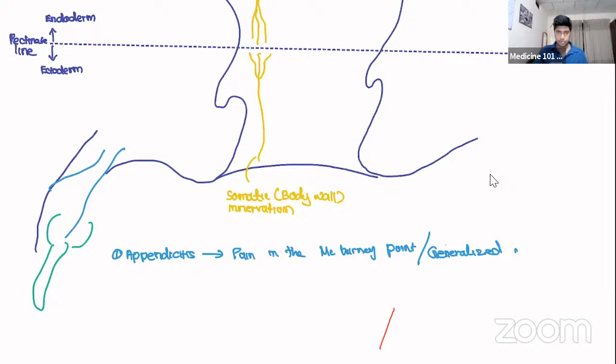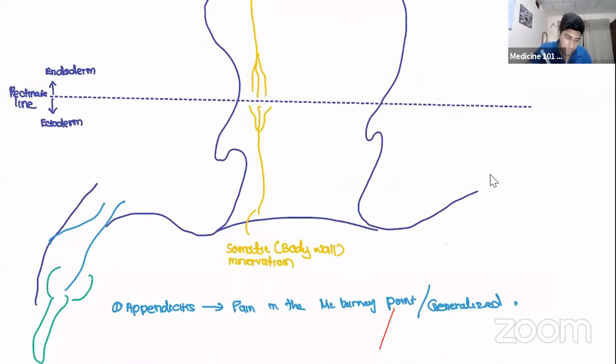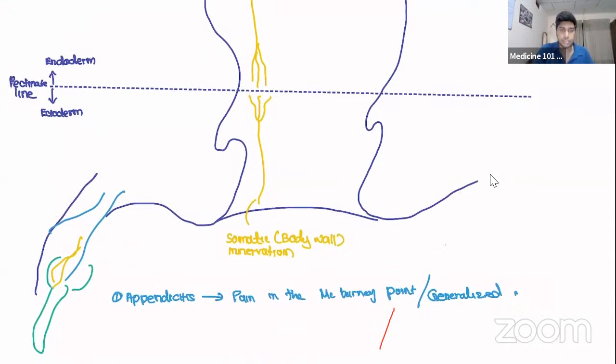Visceral. Yes, the reason is that the appendix is innervated by the visceral innervation. When it is inflamed, one of the hallmarks is pain. So this same visceral innervation will be supplying all around that region. The first pain will be generalized.